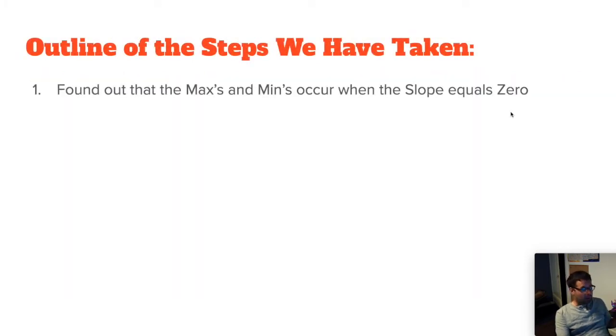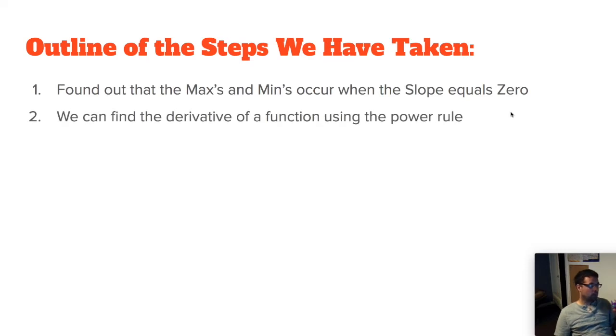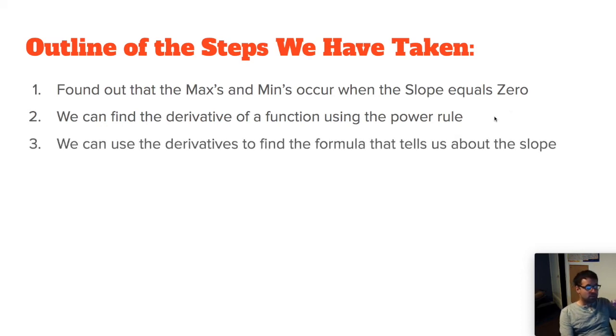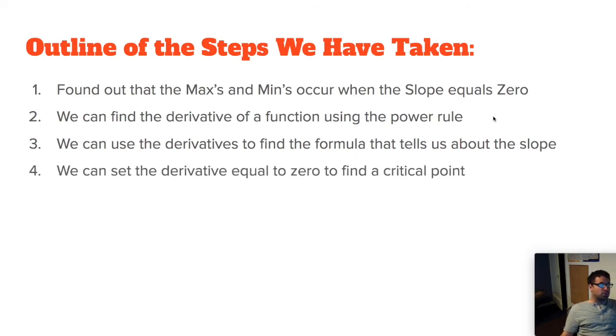We found out that maxes and mins occur when the slope is equal to 0. That's when we had that flat line. We can find the derivative of a function using the power rule, and we can use the derivatives that we find using the power rule to tell us about the slopes of the functions. Once we set the derivative equal to 0, we can find where those critical points, those maxes and mins, occur.